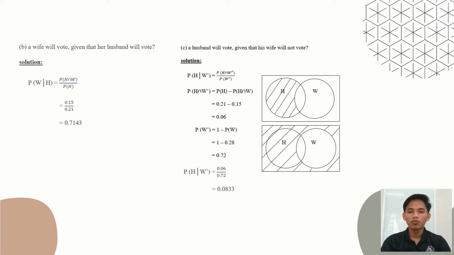B. A wife will vote given that her husband will vote. So the solution, we need to find the probability of W given H according to the definition of conditional probability. The formula: probability of W given H is equal to the probability of the intersection of H and W divided by the probability of H. So we calculate 0.15 divided by 0.21, we get 0.7143.